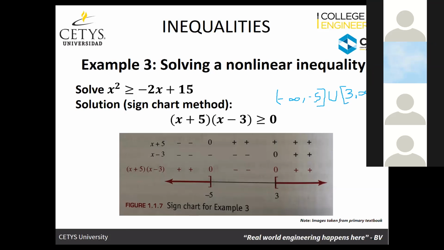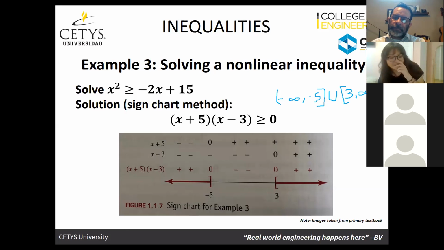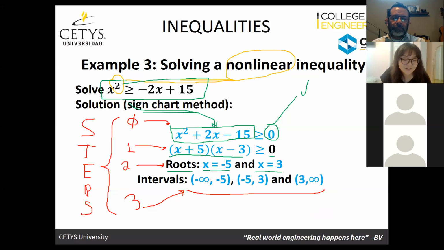Go ahead, Alejandra. In step number 3, I don't understand where you got the 3 intervals from. Good. Let's go through that. First, did you understand up to step number 2? Is that clear? Yes. So we've got the roots. How many roots do we have? 2.